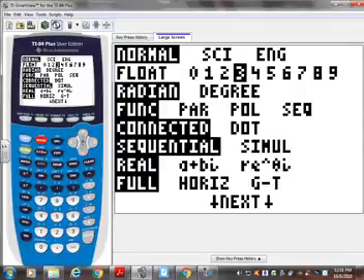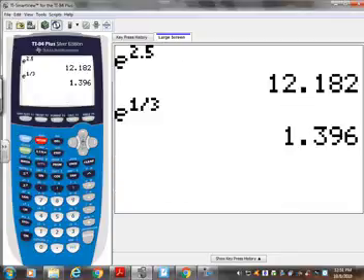Now for mine, if I gave you a set of questions that ask you to do 10 of them rounded to 3 decimal places, then I'd turn it on. If I was just doing one here and there, I'd probably just round it in my head because it's easier. All right. Any questions about evaluating either by hand or with your calculator?